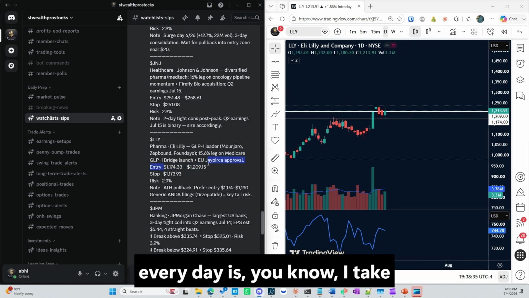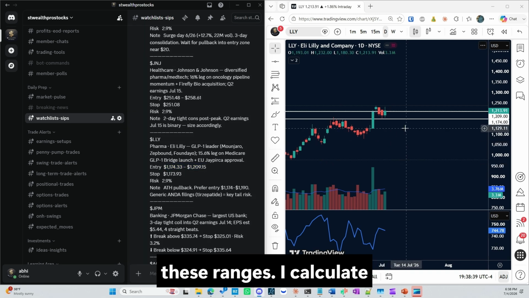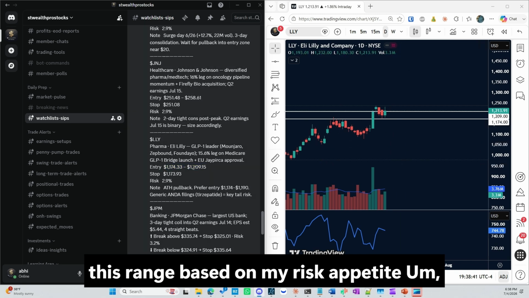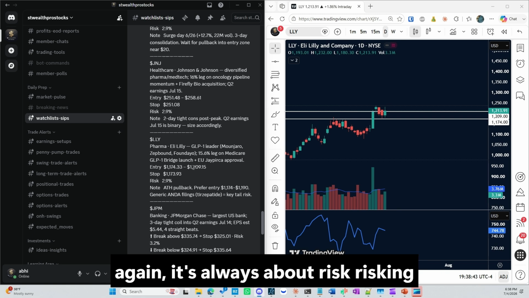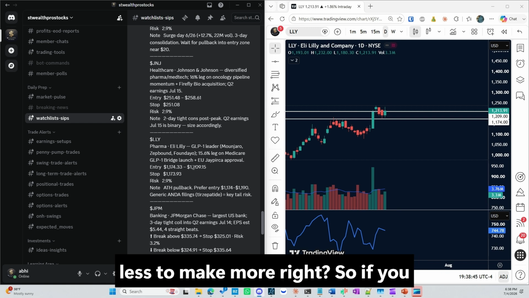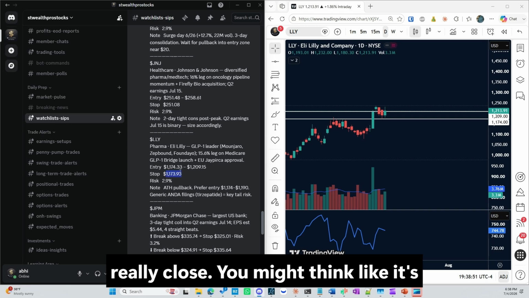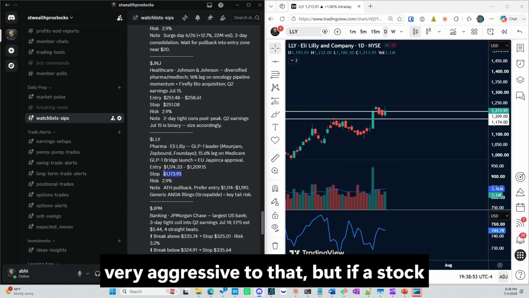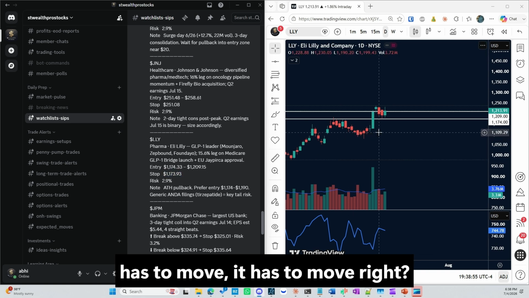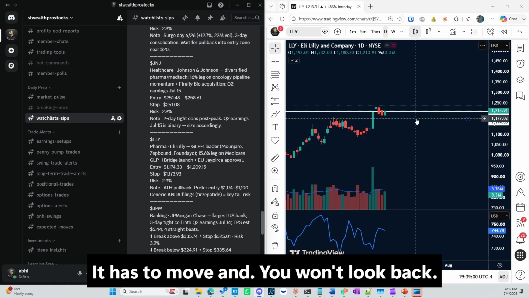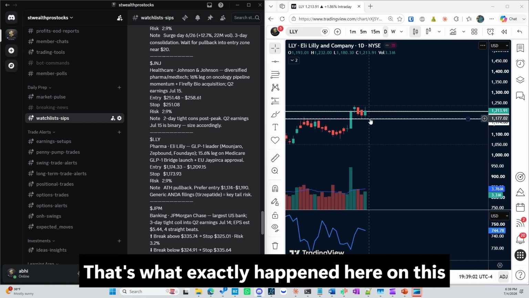What I do every day is I take these ranges and calculate them based on my risk appetite. Again, it's always about risking less to make more. If you see the stop is 1173.93, which is really close, you might think it's way aggressive, but if a stock has to move, it has to move, and it won't look back. That's exactly what happened on this day.